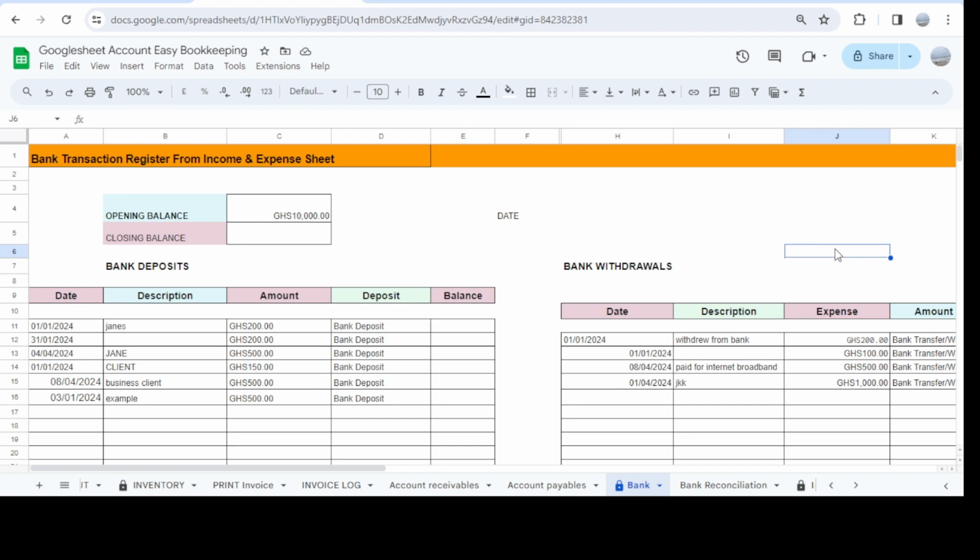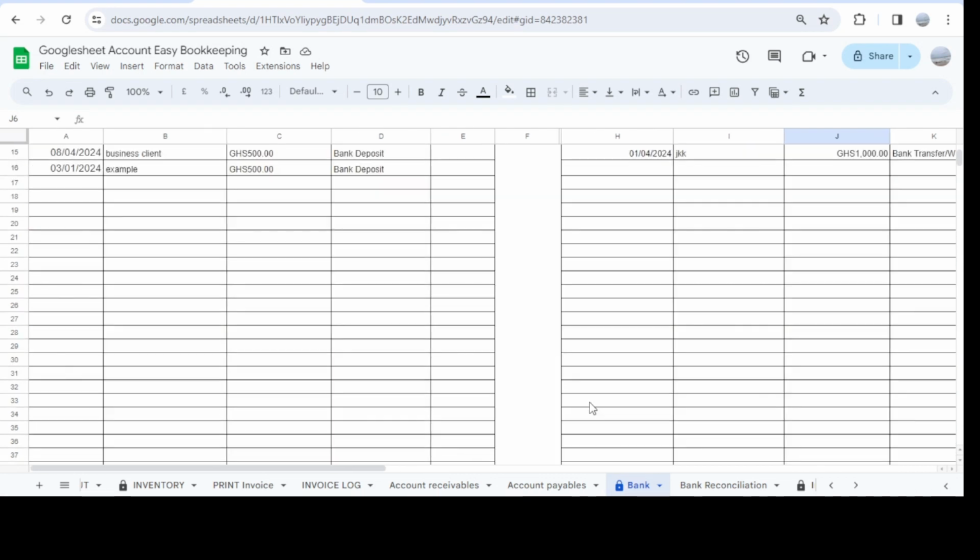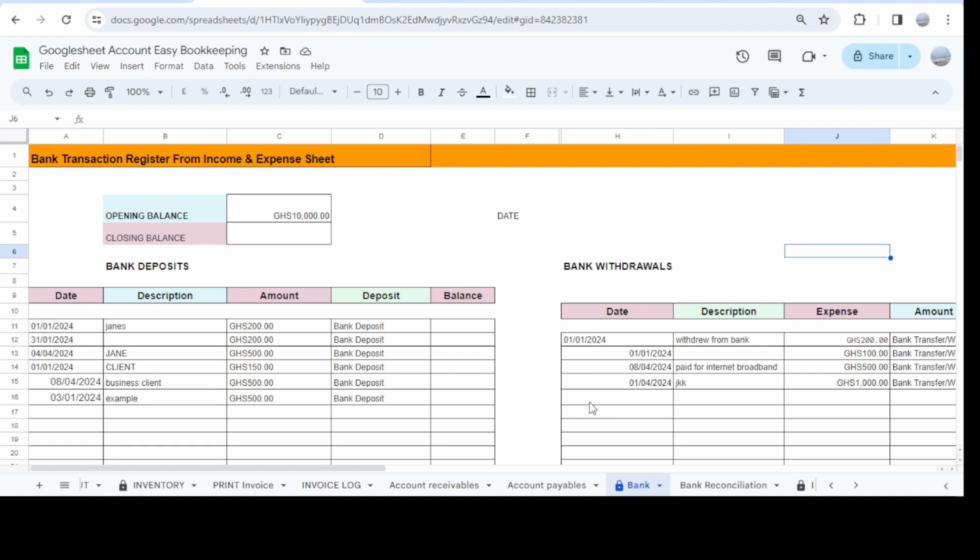Now let's quickly look at our bank transaction register. This is what your bank transaction register looks like, and on this sheet you're not required to enter any data. It pulls your transactions from your income and expense sheet and displays them here. So this sheet is actually locked because it's only for your viewing. You're not supposed to enter any data here.